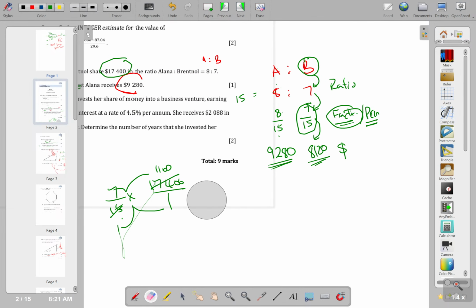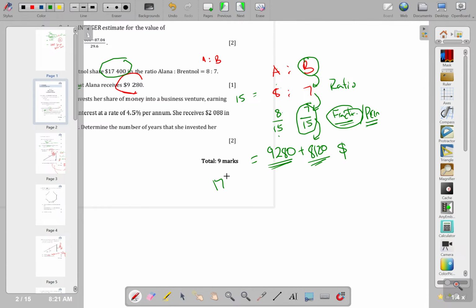So remember here, when you do this though, I like to tell students, go check your work now. I don't want anybody telling me it might be right. When you add this to this, don't you get back 17,400? So that is telling you that you have split up that total amount into Alana's and Britnell's share, where Alana gets more because her fraction is bigger, because her ratio is bigger. That is how you're going to check your work as you go through.